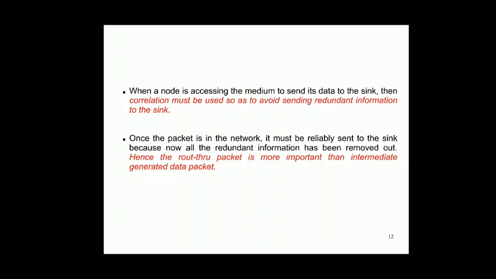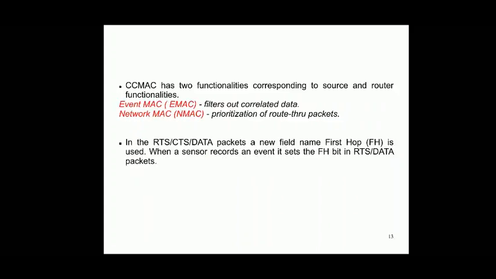Once the packet is in the network, it must be reliably sent to the sink, because now it is the only information of its kind, because all the redundant information has been filtered out. So this route-through packet becomes more important than the intermediate generated data packets by the routing nodes. CCMAC has two functionalities corresponding to the source and router functionalities of the nodes. Emac filters out the correlated data and Nmac prioritizes the route-through packet.